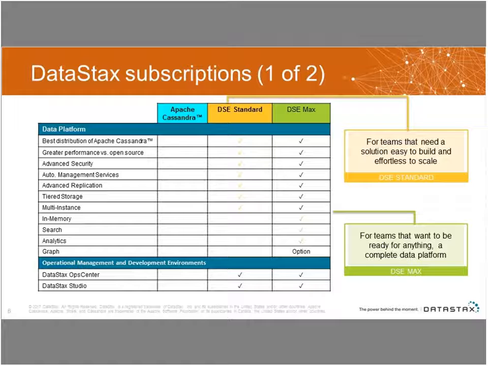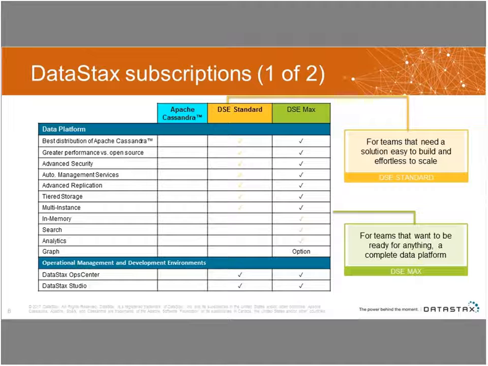Now, if you wanted to look at a side-by-side comparison as an easy reference, I invite you to take a look at datastax.com, go to the product and subscriptions webpage. You'll see exactly this table. And what it shows is, line by line, different features that are available in both DataStax Enterprise and Max. I called out some of those on the prior slide.